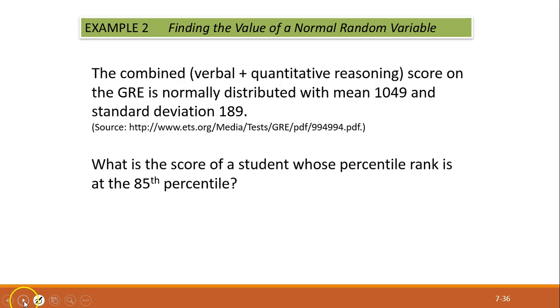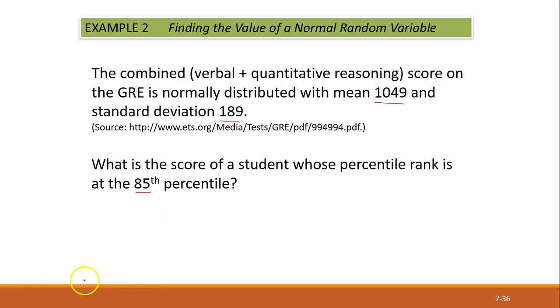But this example says the combined verbal and quantitative reasoning score on a GRE is normally distributed with the mean, this right here, and standard deviation, this right here. What is the score of a student whose percentile rank is at the 85th percentile?